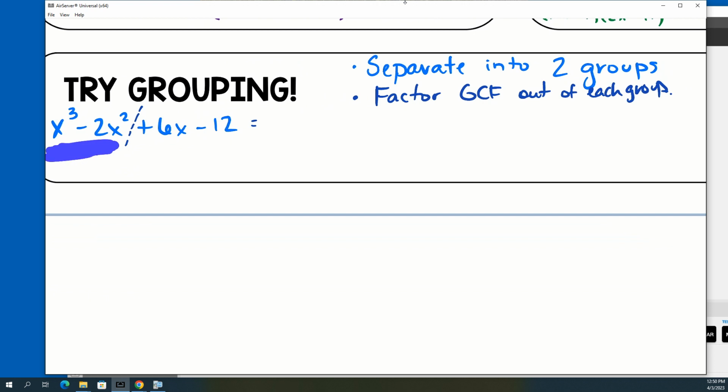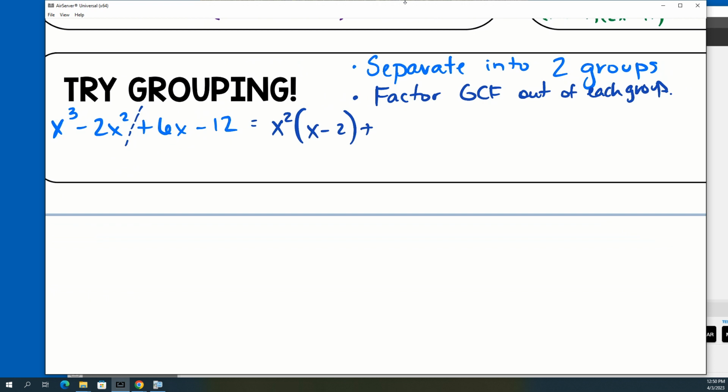What do they have in common? What do y'all think? They both have x, right? So we would factor out the smaller exponent, so we're going to factor out x squared. Basically, you cancel x squared out of each term, which leaves you with x minus 2. Another thing to remember is that whatever sign is here has to go over here also. So this one we are going to factor out a positive. If it had been a minus something, you would have to factor out a negative.